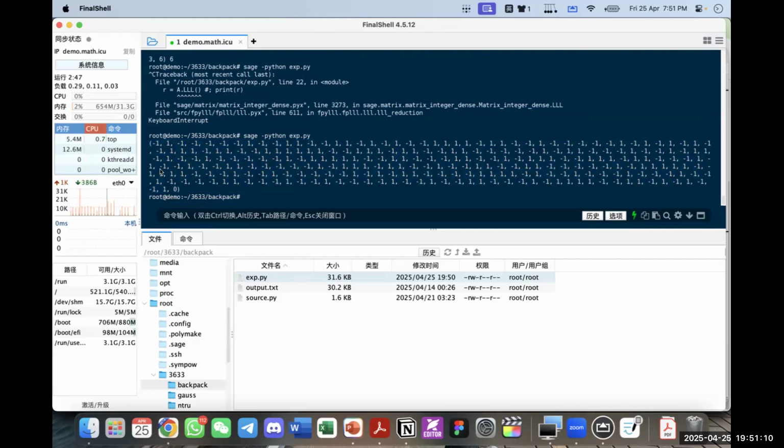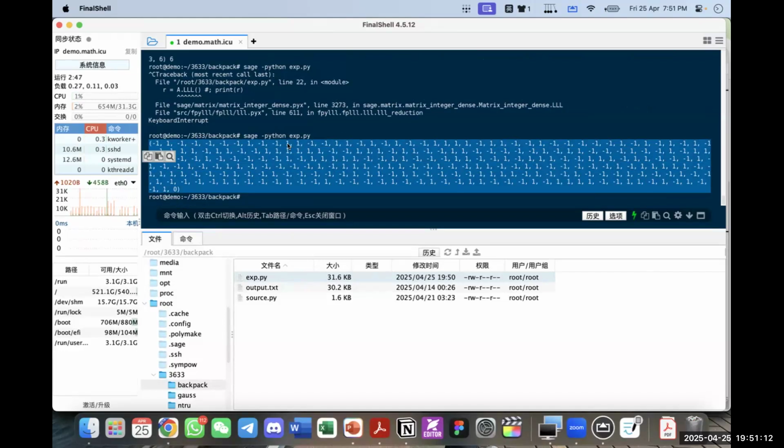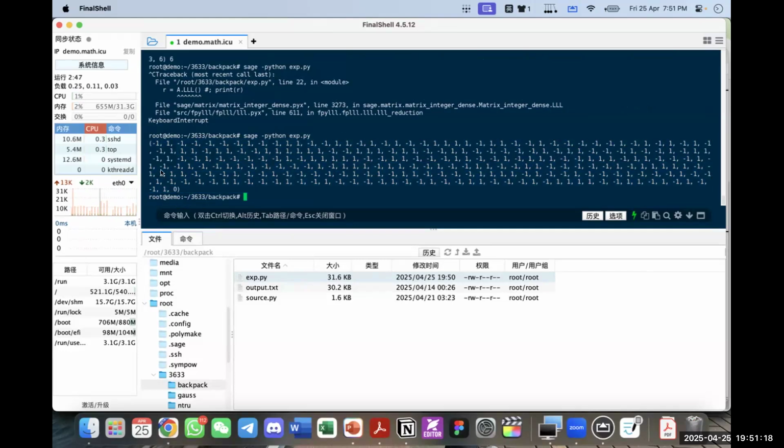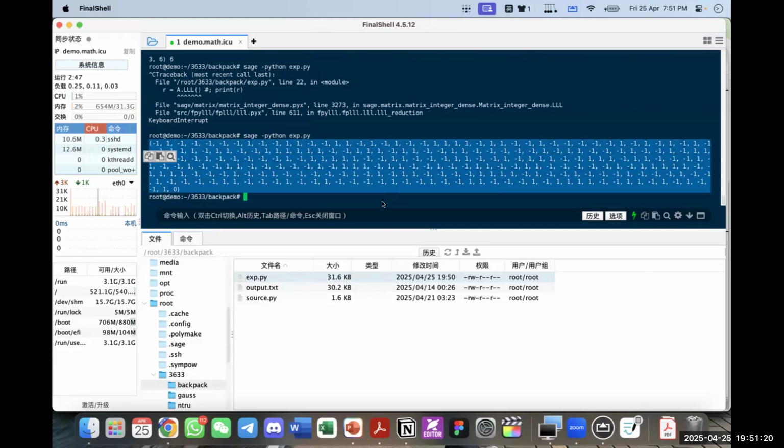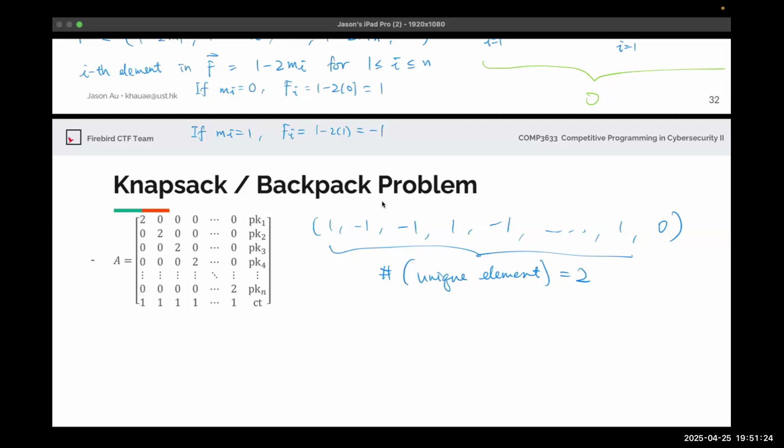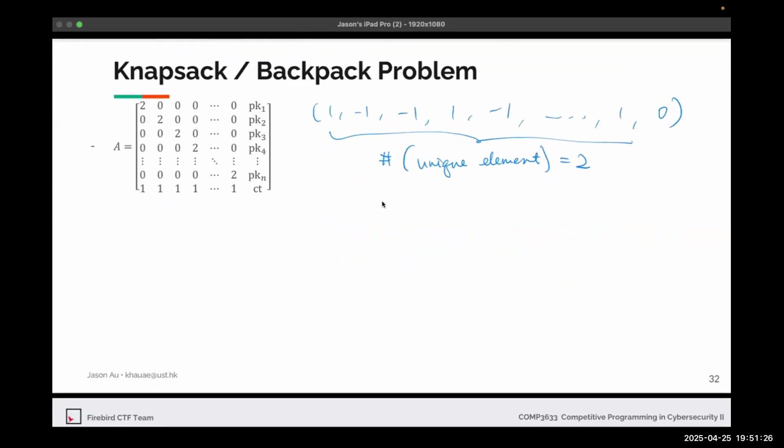Okay, so this row contains the message that we want. Okay, so we have this row, and then let's see. So we finally find this row. So we now get the f.